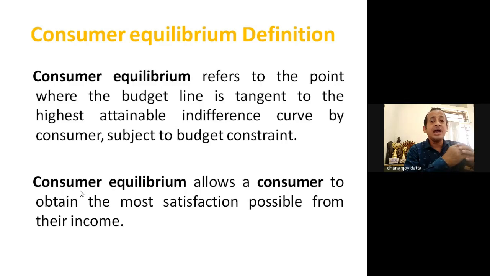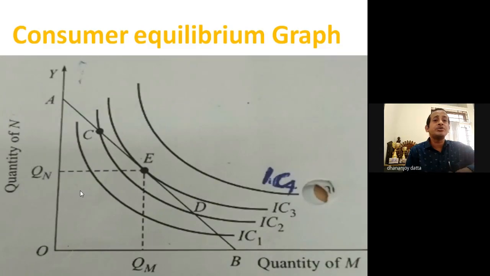Then, in other words, we can say that consumer equilibrium allows a consumer to obtain the most satisfaction possible from their income. Consumer equilibrium is a point where the consumer may get the maximum satisfaction from their income. Okay, now we'll go through a graphical representation of the consumer equilibrium, which is known as the consumer equilibrium graph.